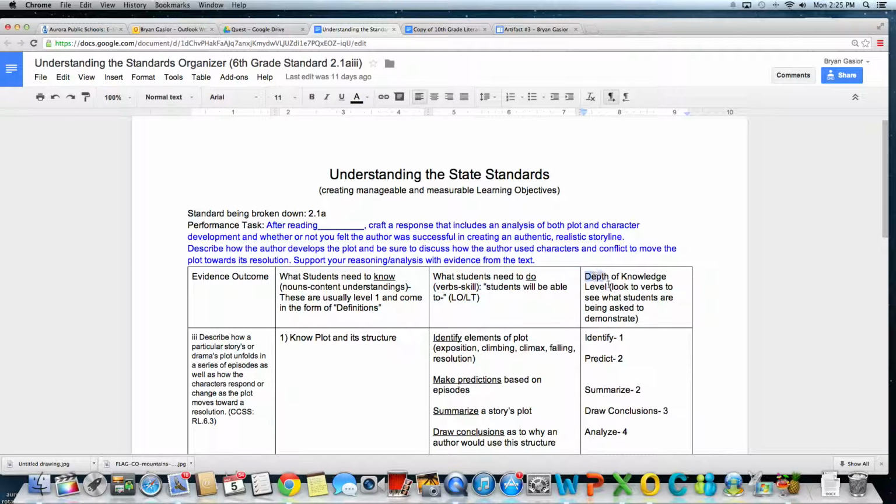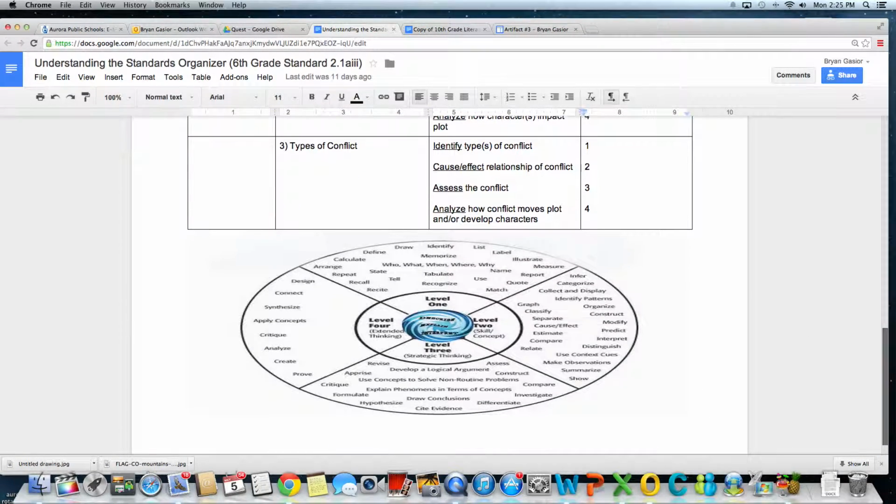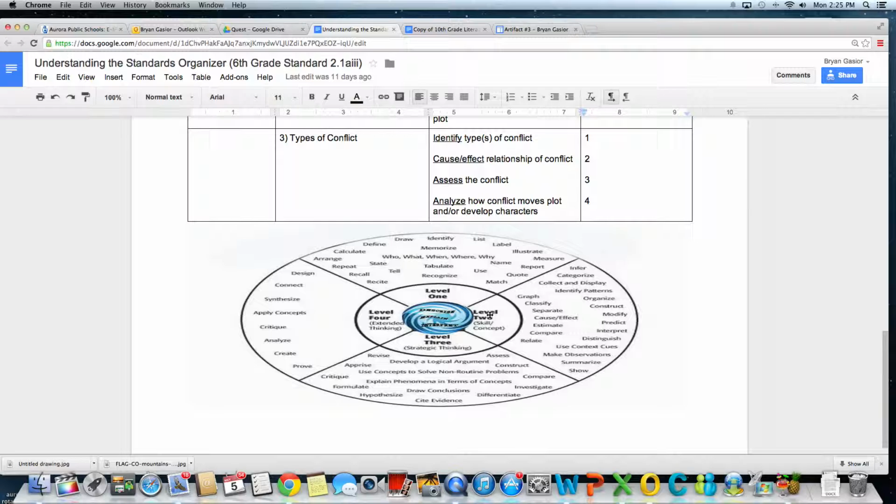And then the final column, we look at the depth of knowledge. So we look to the verbs to see what students are being asked to demonstrate. And what we want to do is make sure we're moving from the level one demand up to level four. And I've also attached down here Webb's depth of knowledge chart. So you're moving from your basic recall of level one up to level four, which are extending their thinking.